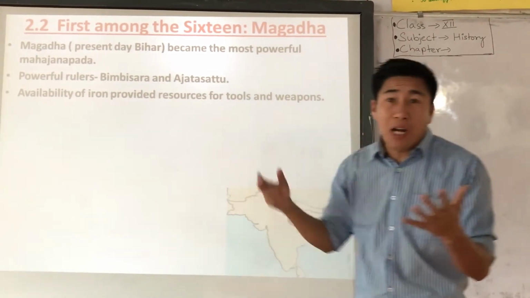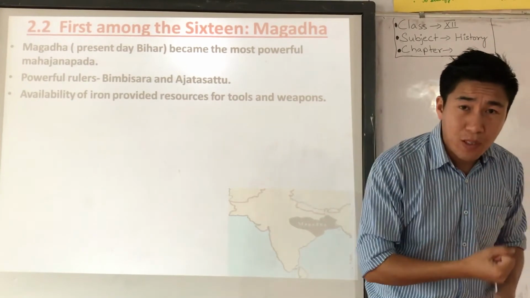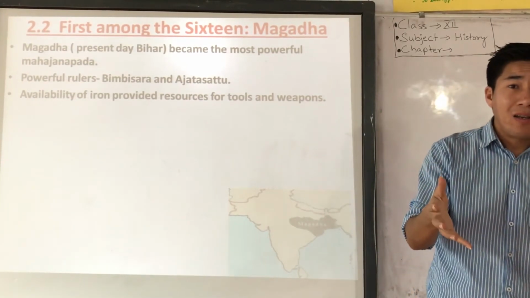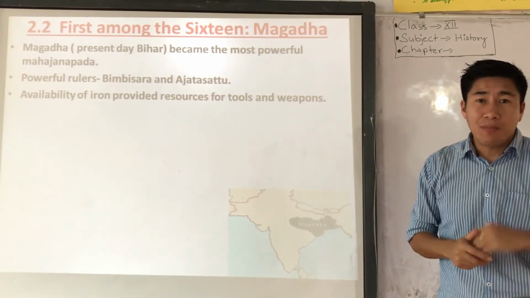So of course, iron products were available. What is the use of iron? To make weapons, to make the shields used in war, right? So because of that, Magadha became popular among the 16 Mahajanapadas.